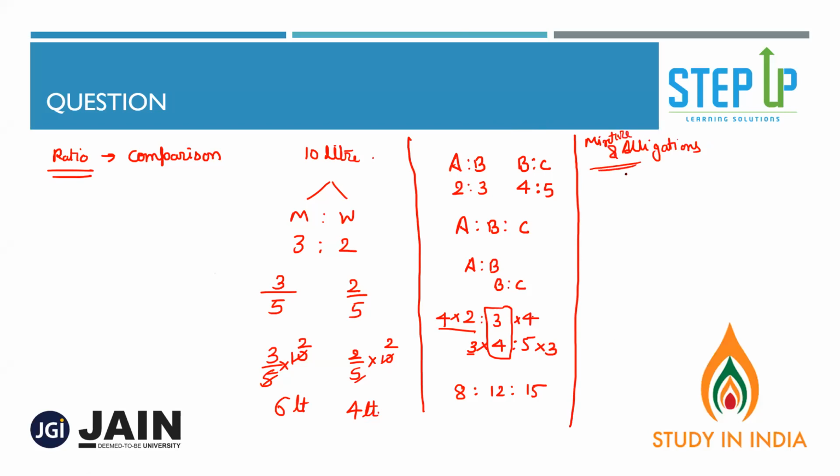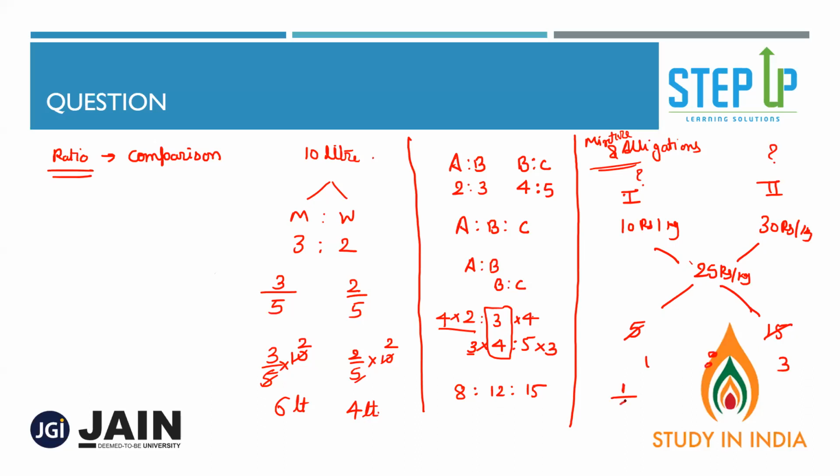Okay, so mixture and alligations are nothing but this. Let's say you bought one type of rice at 10 rupees per kg and another type you bought at 30 rupees per kg, and you are the shopkeeper, and you decided to sell it for 25 rupees per kg. So now what quantity will you take of this type and what quantity of this type? So 30 minus 25 is 5, and 25 minus 10 is 15. Always the smaller number gets subtracted from the bigger number. So 5:15, that is 1:3. So 1:3 means that you will take 1/4 part of this type of rice and 3/4 parts of this type of rice. Is that clear? Is that clear so far?